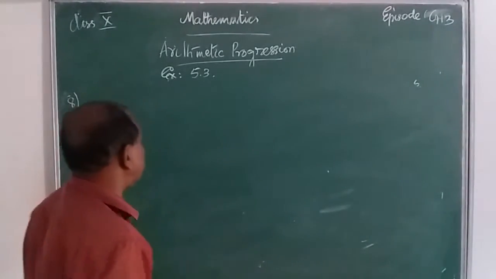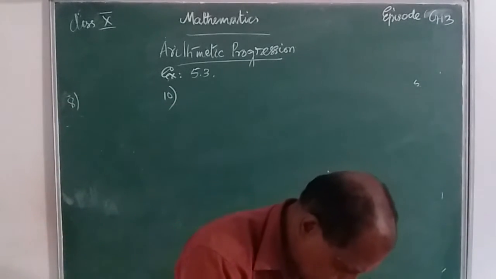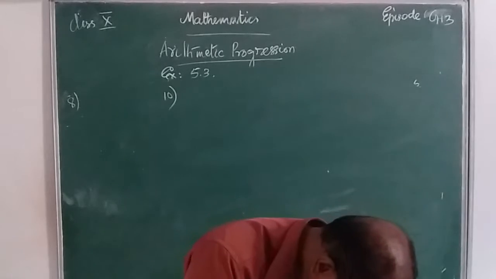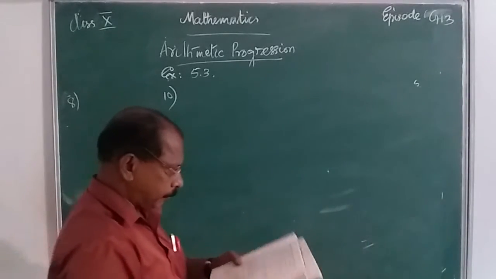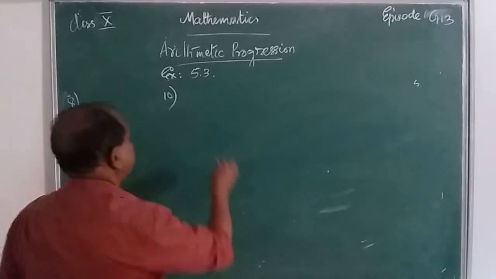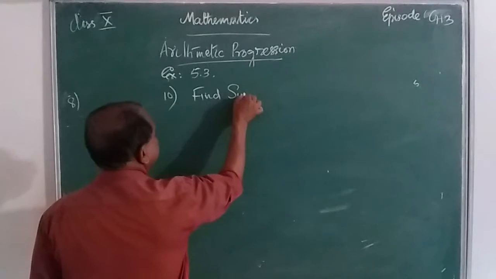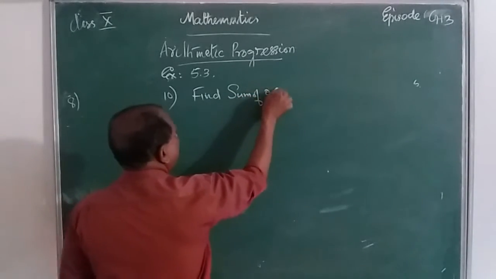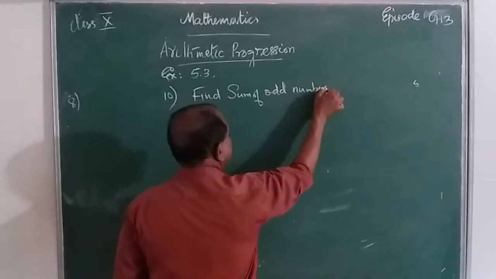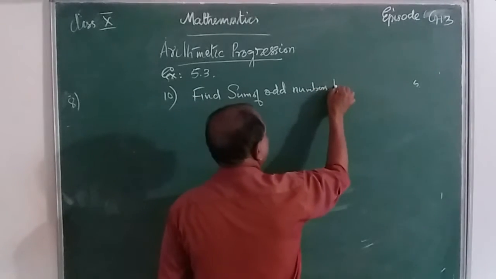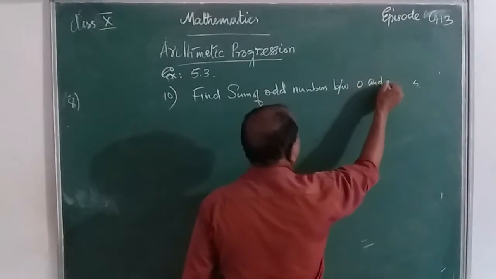Then question number 10. Find the sum of odd numbers between 0 and 50.